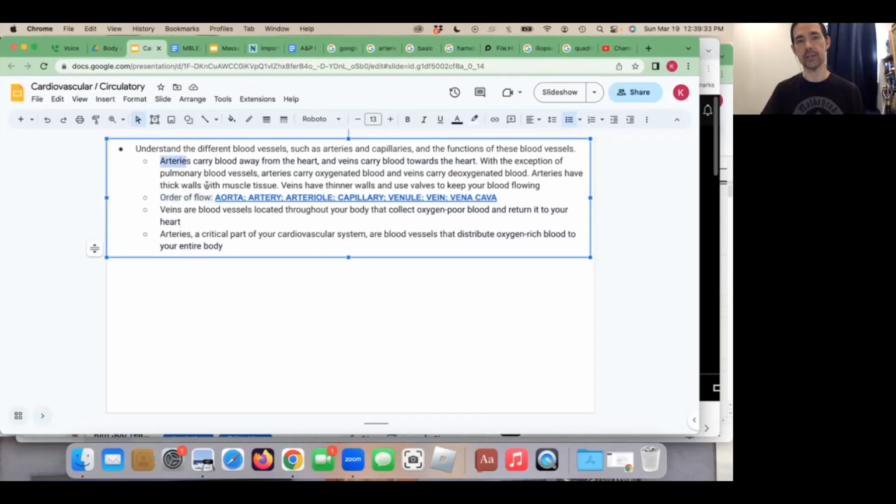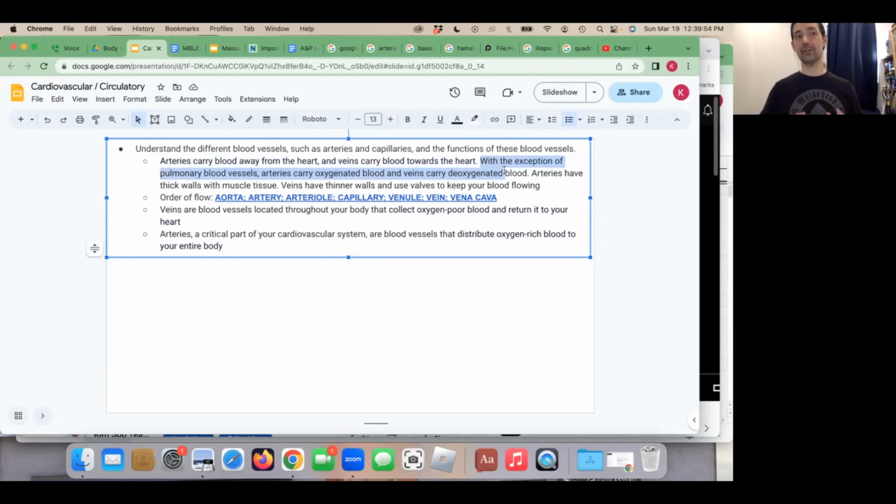So the arteries, the aorta is the largest artery in the body. Arteries carry blood away from the heart, artery, away, letter A. And the veins carry blood towards the heart, with the exception of the pulmonary blood vessels. So the vessels are arteries and veins.